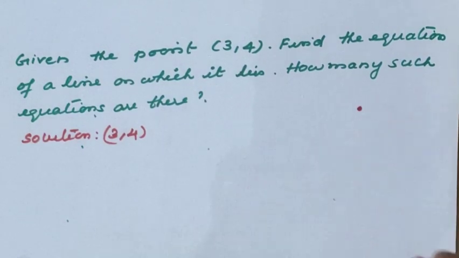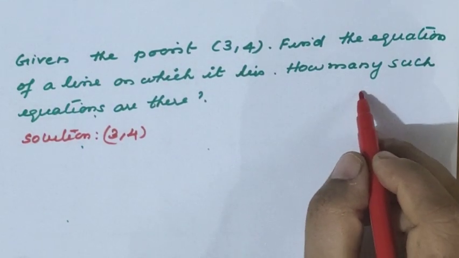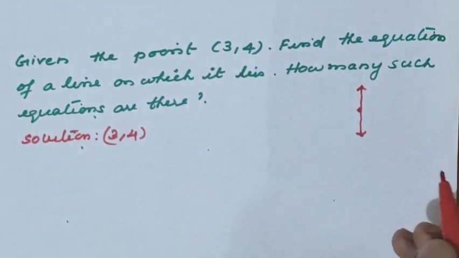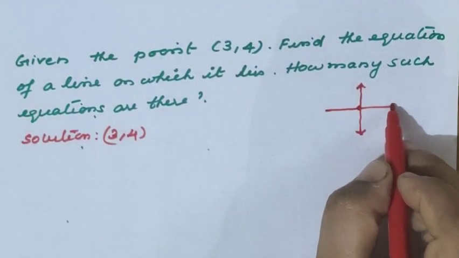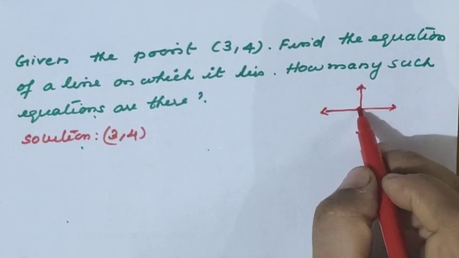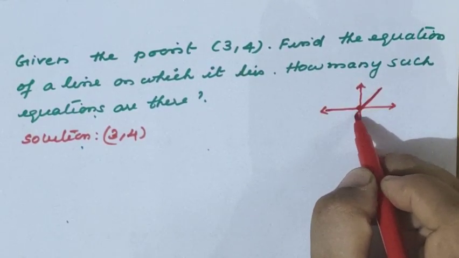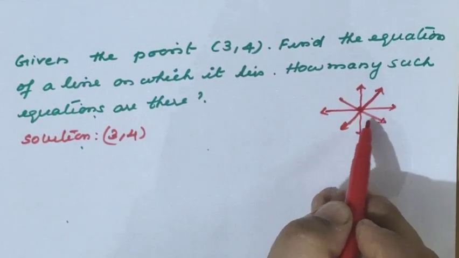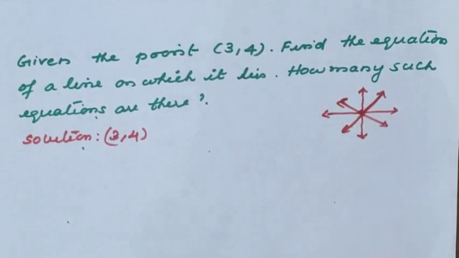Suppose a point is given to you. How many lines can we draw? See, I can draw many lines. Since it is a line, I have to put the arrow mark. Again I can draw like this, again the arrow mark. Now again one more line. Here also one more. Like that we can draw many lines. If many lines are there, then many equations are also possible.